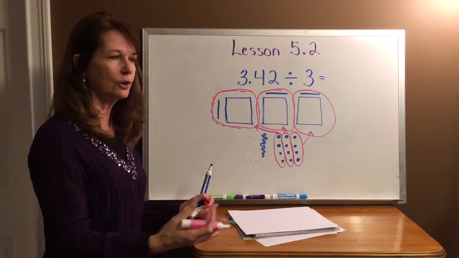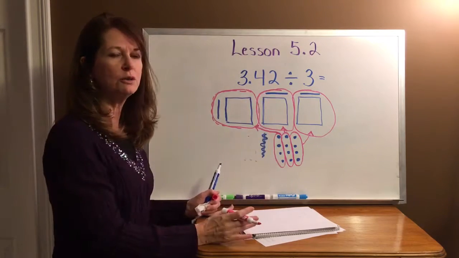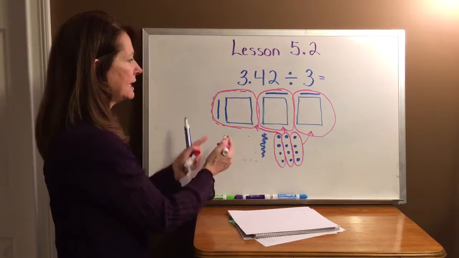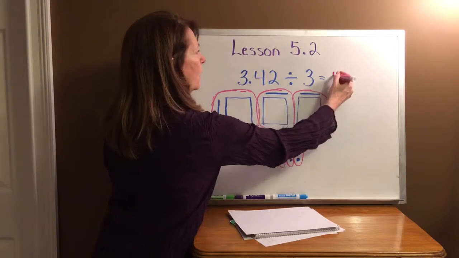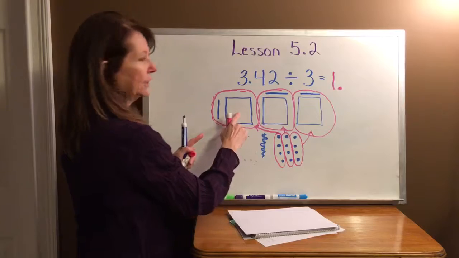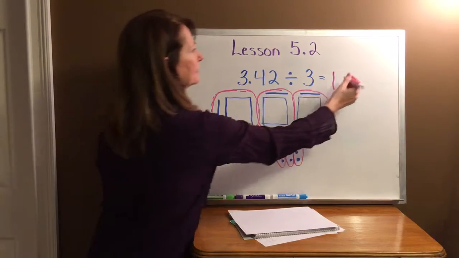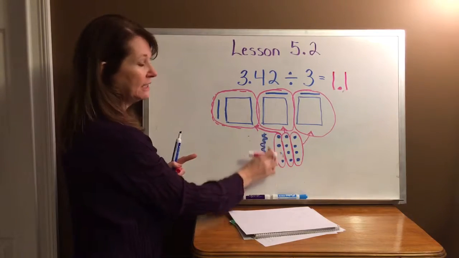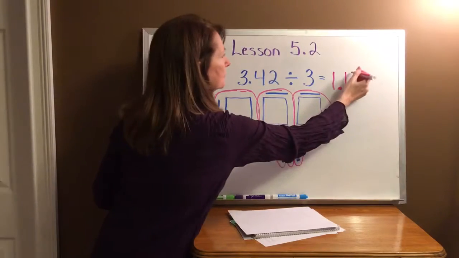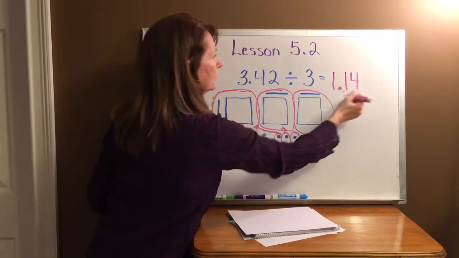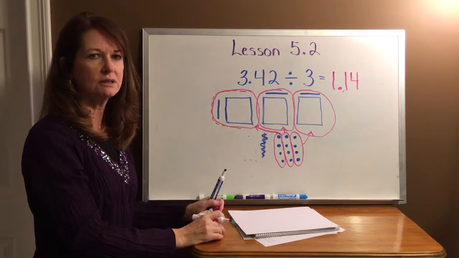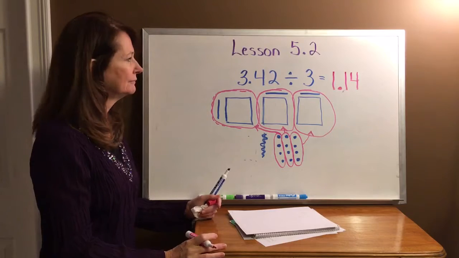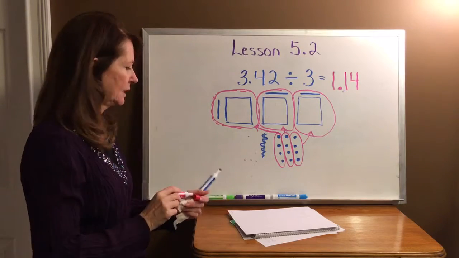So our answer, when we take this 3 and 42 hundredths, and we divide it equally into 3 separate groups, our answer is going to be 1 whole, 1 tenth, and how many? 4 hundredths. 1 and 14 hundredths would be in each group. That's pretty easy. All right, let's try it again.